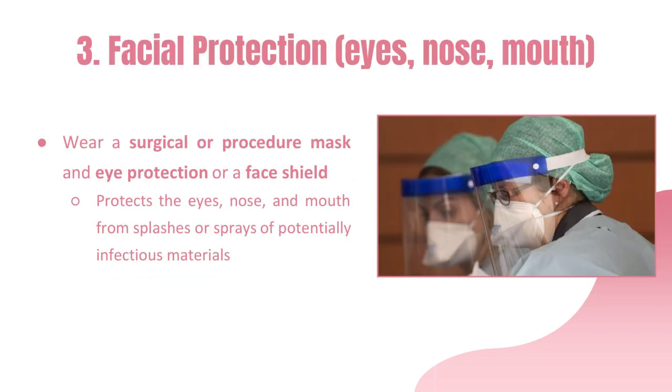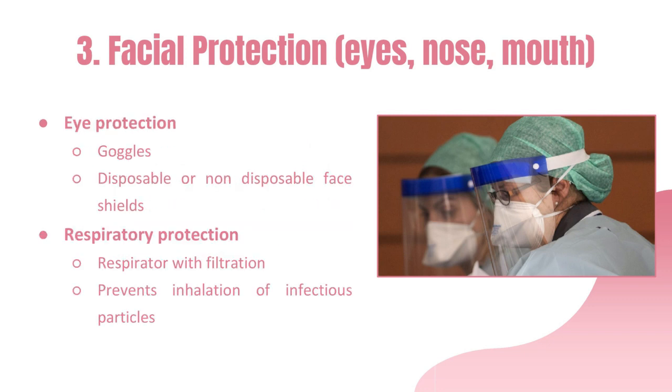Another standard precaution is facial protection, which includes our eyes, nose, and mouth. We have to wear a surgical or procedure mask and eye protection, including the eye visor, goggles, or a face shield. This protects the eyes, nose, and mouth from splashes or sprays of potentially infectious materials. For eye protection, we have to wear goggles or disposable or non-disposable face shields. And for respiratory protection, we have to wear a respirator with filtration because this prevents inhalation of infectious particles.